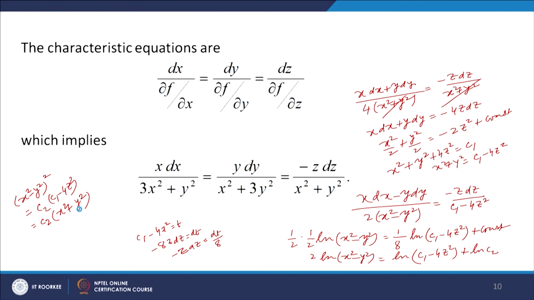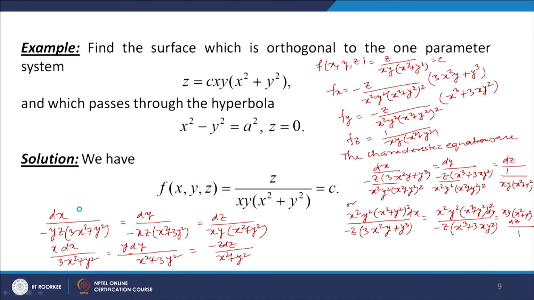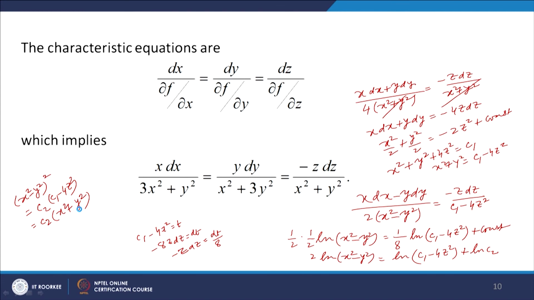Now let us find the required surface. x square minus y square is equal to a square, z equal to 0. So we are given that x square minus y square is equal to a square and z equal to 0. Okay, z equal to 0. So in the plane xy we are given a hyperbola. So here what do we get? C2 will be equal to x square minus y square whole square over x square plus y square, so this C2 I can write as phi of C1. Let C2 be phi of C1.